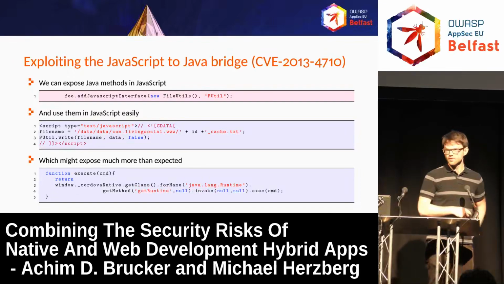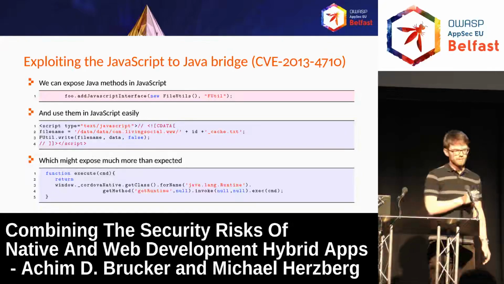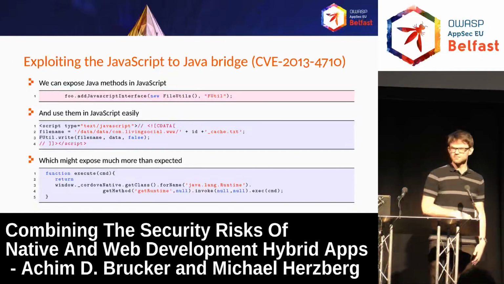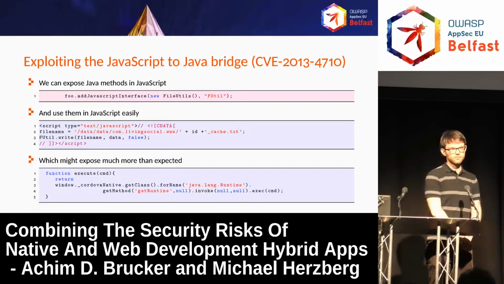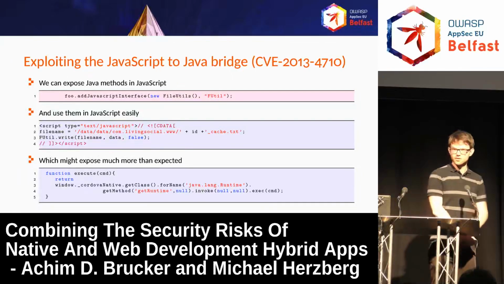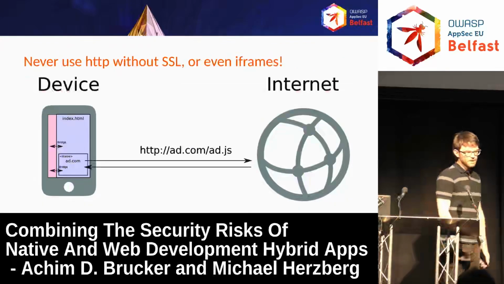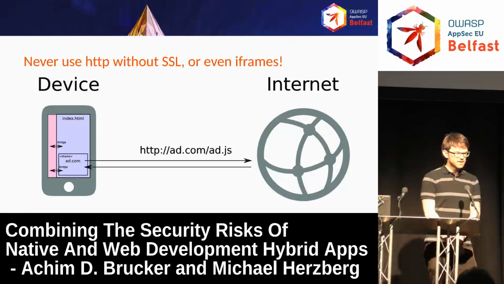So yeah, here the vulnerability was that this addJavaScriptInterface function exposed many more Java functions than it should have done or as was specified. So after that, they introduced a Java annotation that makes it very explicit which functions get exposed to the JavaScript side and which ones aren't. But it can get even worse.